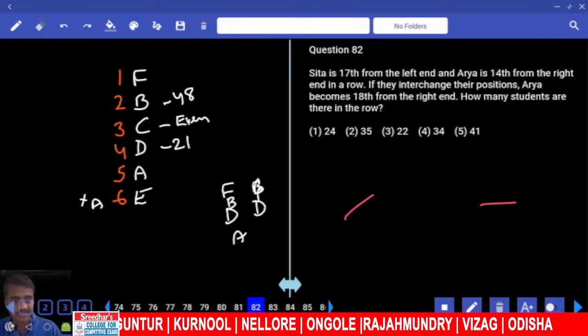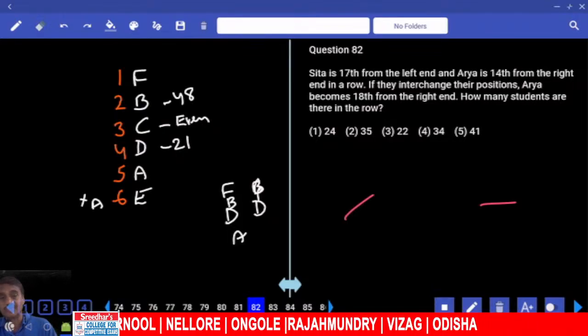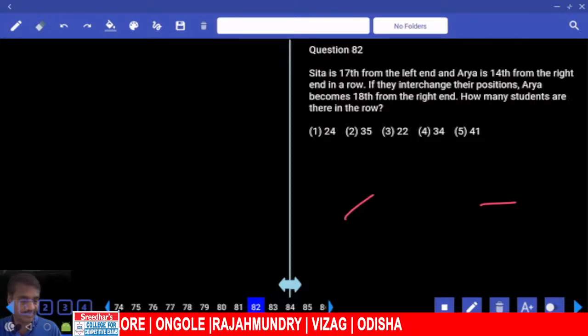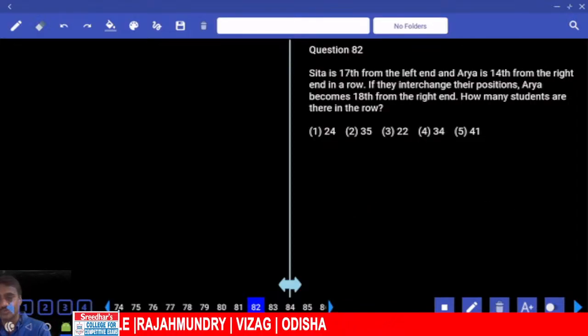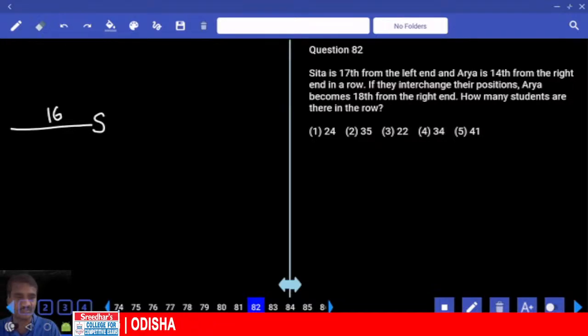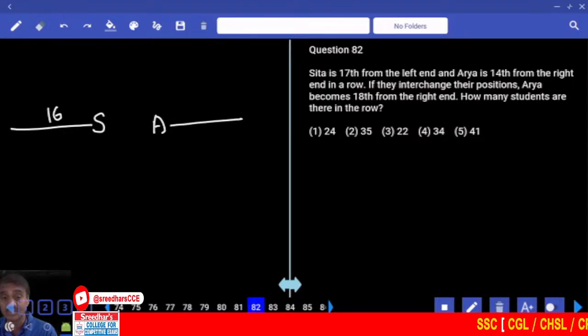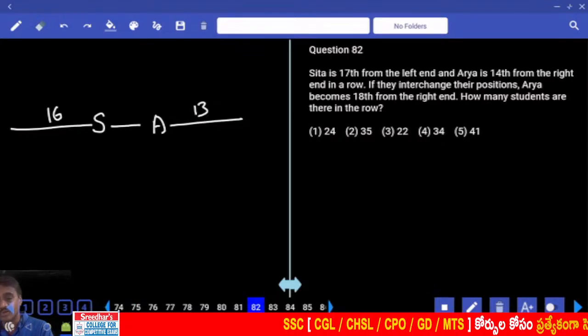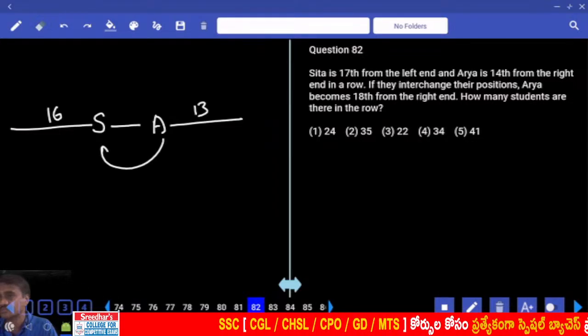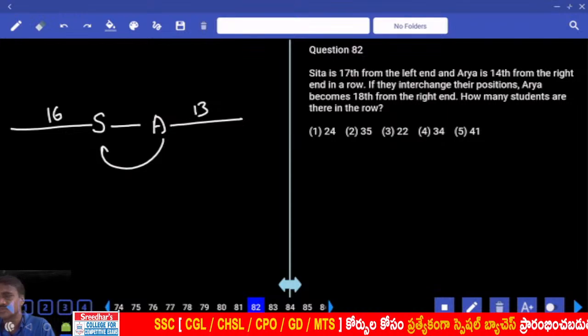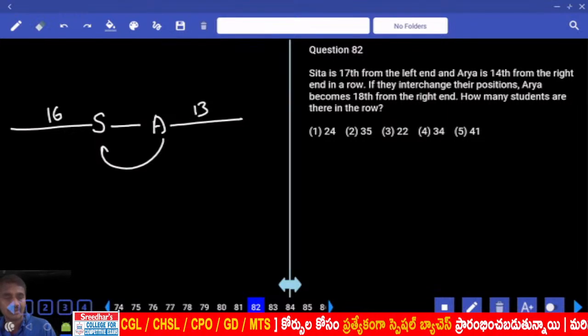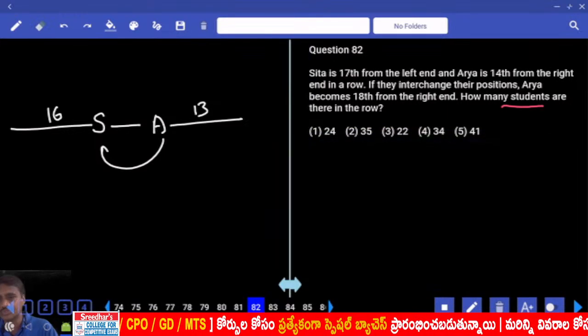Then next one, 82. Now 82, first or the second? First priority. Now Sita is 17th from the left. Sita is here, and 17th from the left means there are 16 to the left hand side of Sita. And Arya is 14th from the right, so 13 to the right. In between these two is not given. On interchanging positions, Arya becomes 18th from the right hand side. Now Arya has come to this position, isn't it? Now the question is about total number of students.